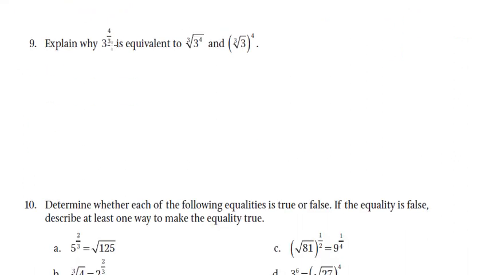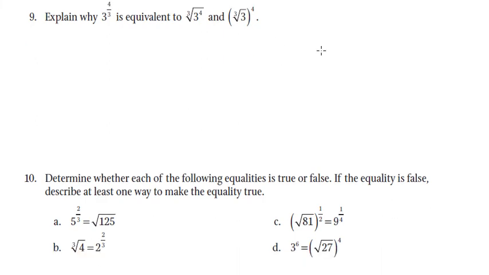So the next one's asking us to explain how this can be equivalent to both the cube root of 3 to the fourth power and the cube root of 3 raised to the power of 4. So when we're looking at this right now, it's basically just because the order doesn't really matter. This one is asking us to take this to some fourth power and then take the third root of it. So it's just two different ways of writing that.